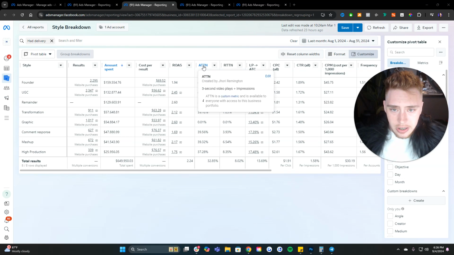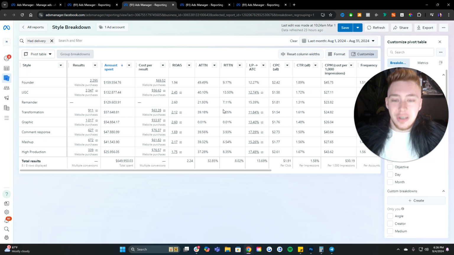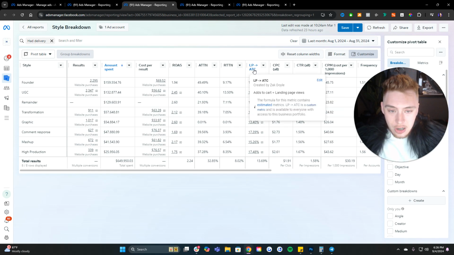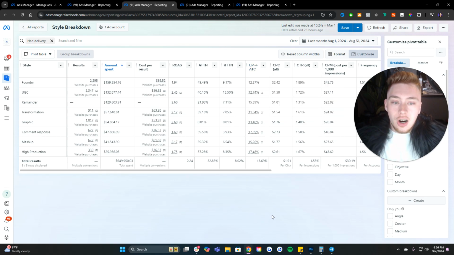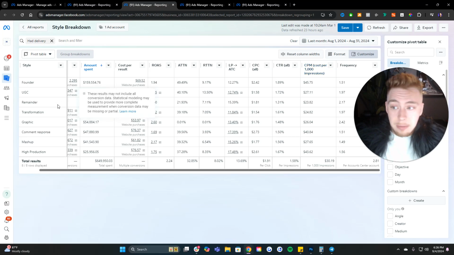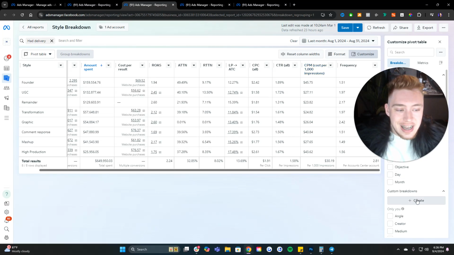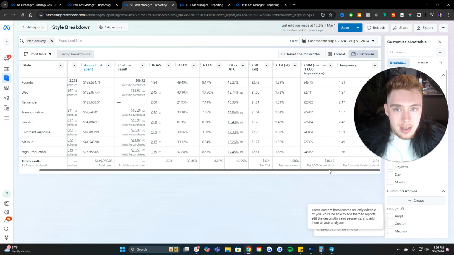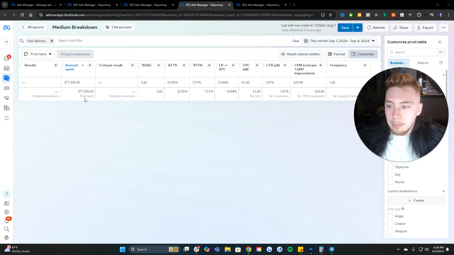So the attention score is the scroll stopping power of our ad. It measures how well our ad is doing at stopping the scroll of a user. LP to add to cart rate: what percentage of people that are landing on the page are adding to cart? CPM, another really important metric that we'll take a look at, and we can break it down by style because we've created custom breakdowns, right? There's more too. Look at the medium one.